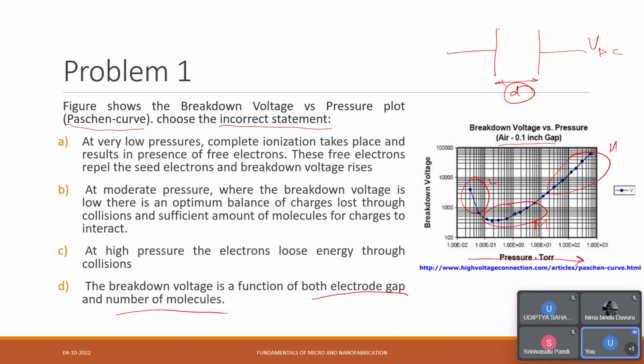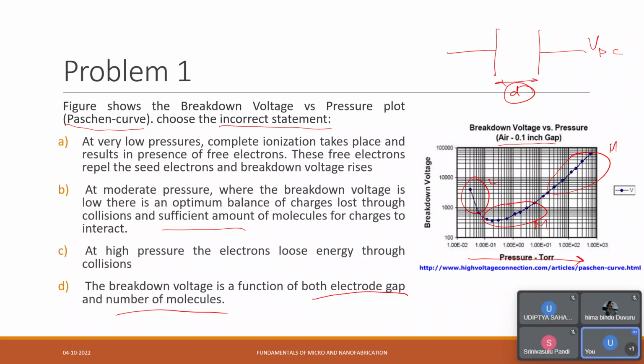So this is also a correct one. At moderate pressure, where the breakdown voltage is low, there is an optimum balance of charge lost through collisions and sufficient amount of molecules for charges to interact. So this is the kind of ideal condition for the generation of plasma. So this is also correct.